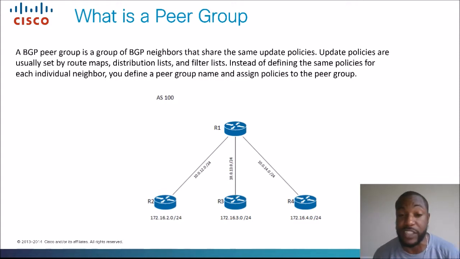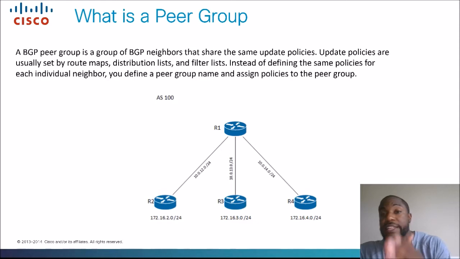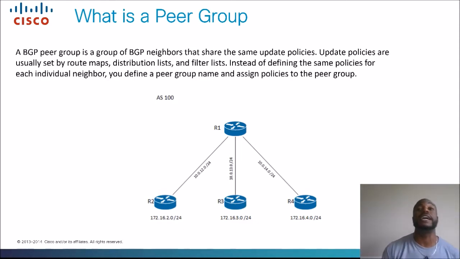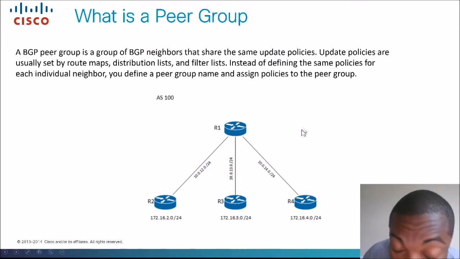There's a whole bunch of stuff that you can add, but if you have to make all of these rules and put them on a whole bunch of routers manually, it's obviously a lot of labor. So instead of defining the same policies for each individual neighbor, you define a peer group name and assign policies to the peer group. So if you look at this topology right here, we create all of the rules on router one, then we create the peer group. And I'll show you the configuration in a bit.